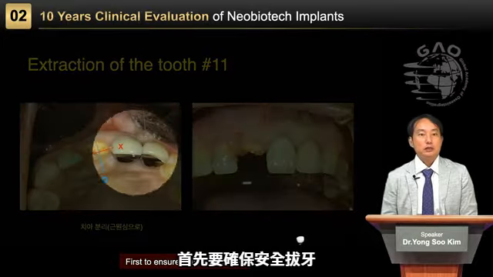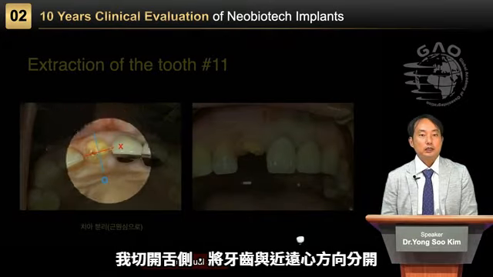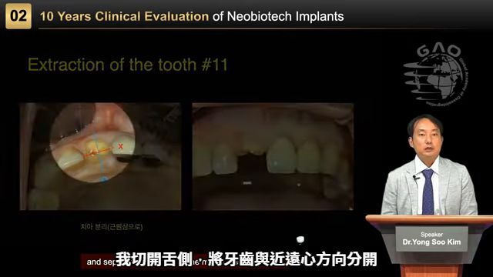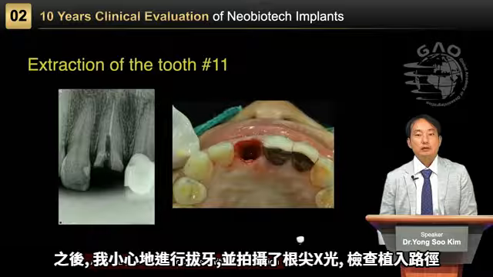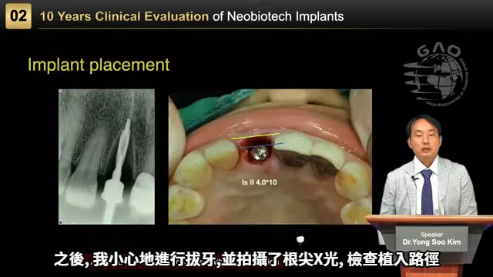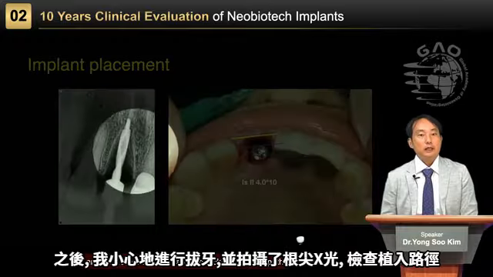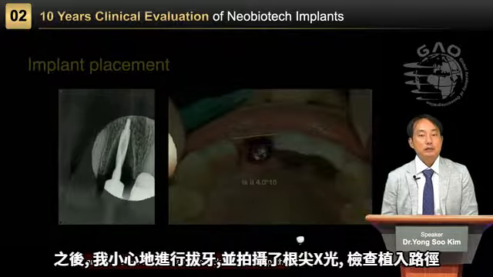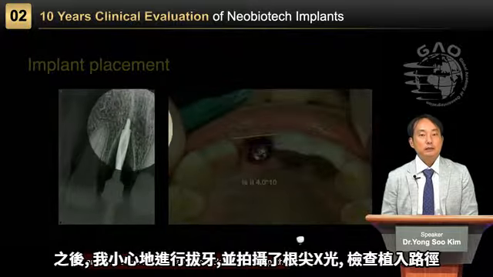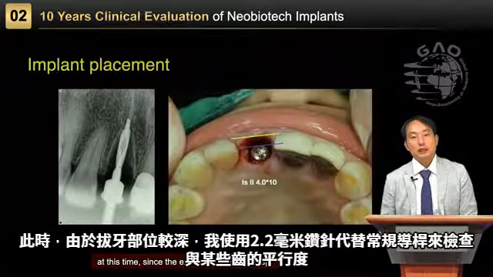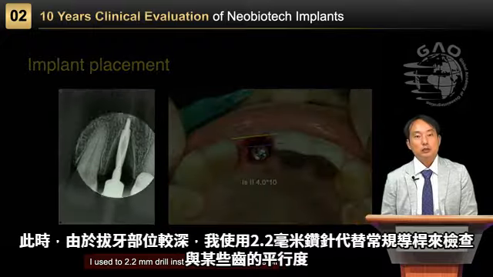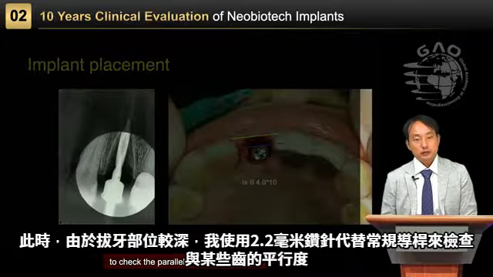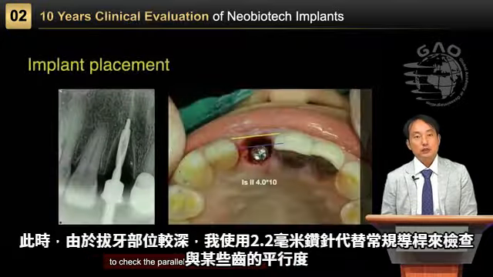First, to ensure a safe extraction, I cut the lingual side and separated the tooth in the mesiodistal direction. After that, I carefully proceeded with the extraction and took a periapical X-ray to check the implant path. At this time, since the extraction site was deep, I used a 2.2 mm drill instead of a regular guide pin to check the parallelism with the adjacent teeth.